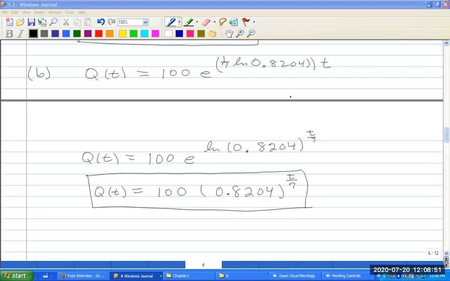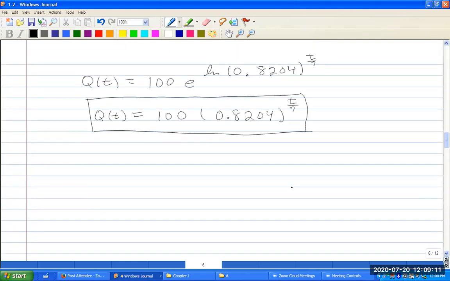Okay, let me do part C. For part C, I finally have the full question: to see how long it takes until you get to half the amount. So I want to figure out how long. It's basically figuring out your half-life, is what they're really asking you for.